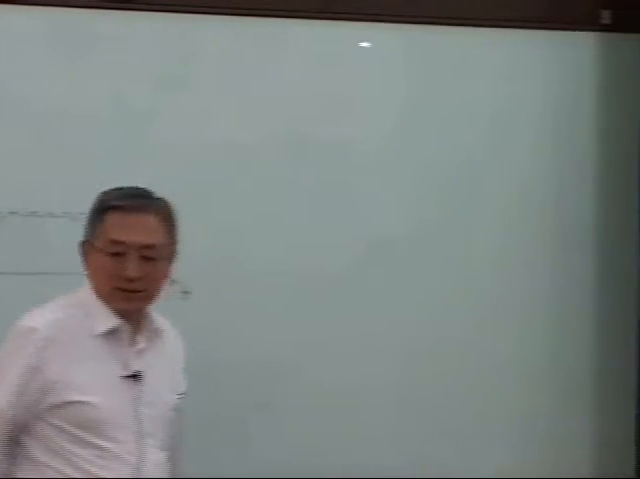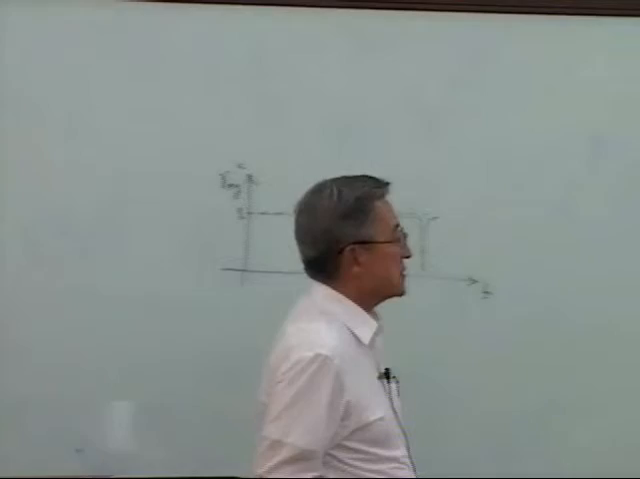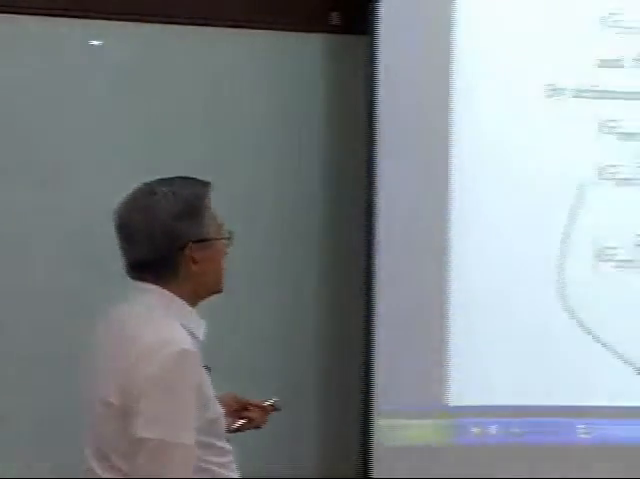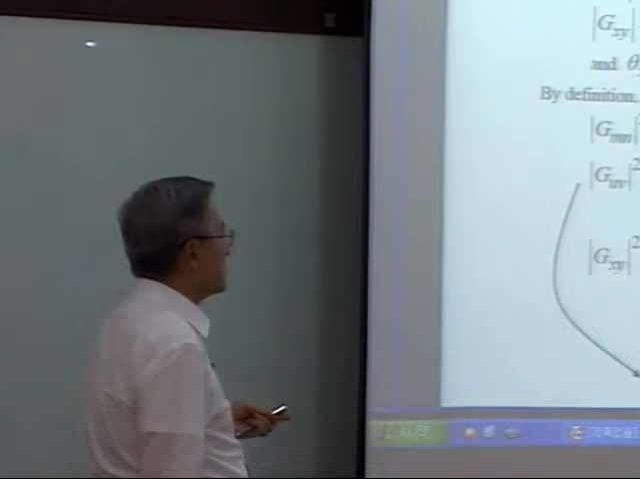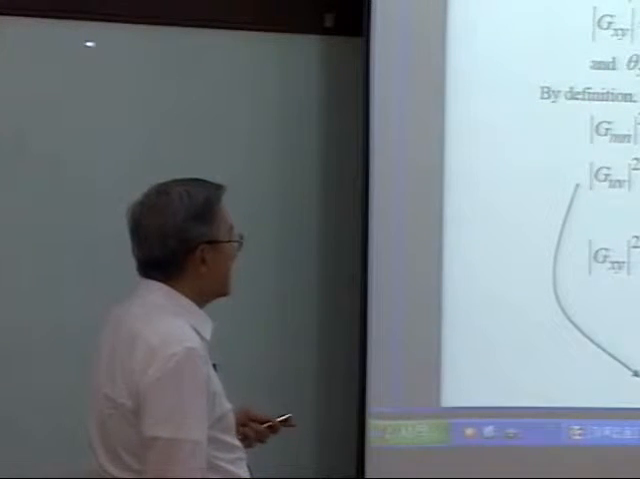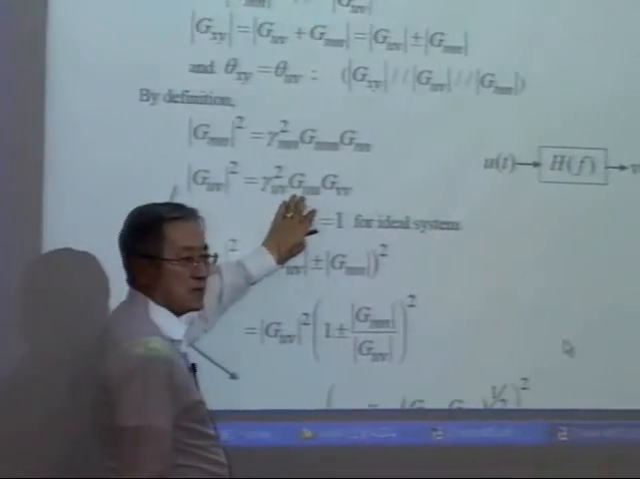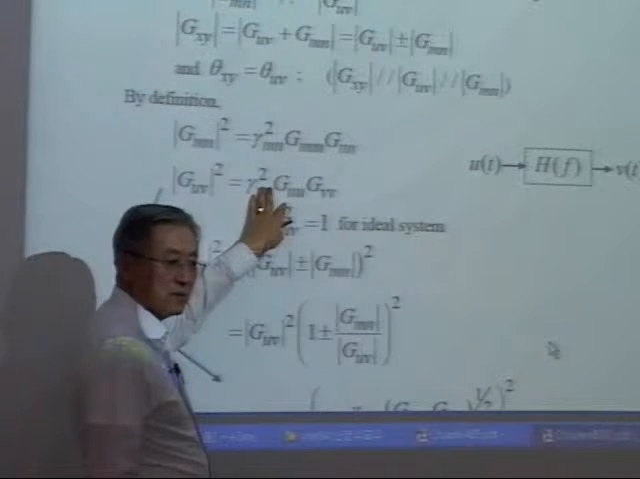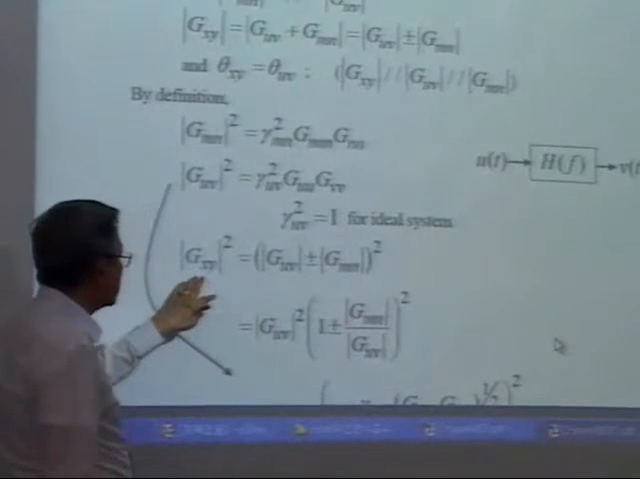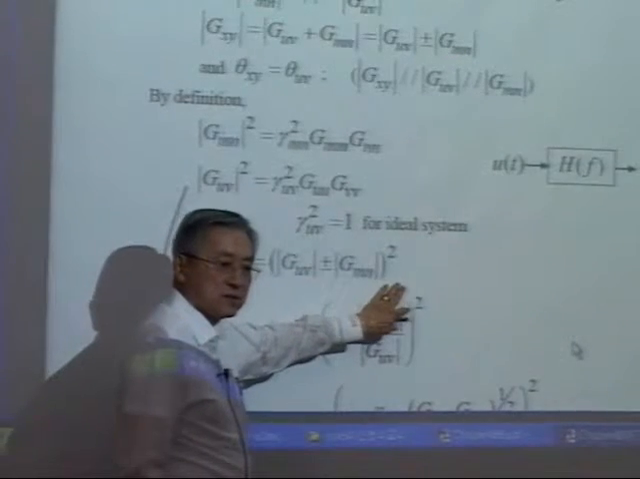By looking at that, it's too high. Let's lower it down a little bit. That makes it easier. |G_MN| absolute square divided by G_MM times G_NN is gamma_MN squared. And G_UV is equal to that. Gamma_UV squared is equal to 1. So |G_XY| absolute square is this.